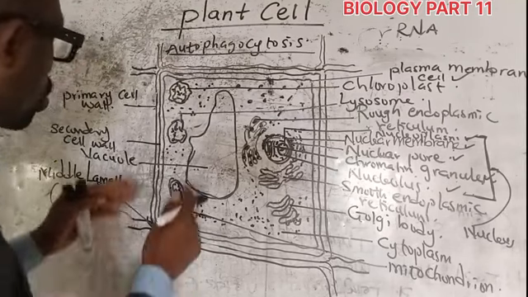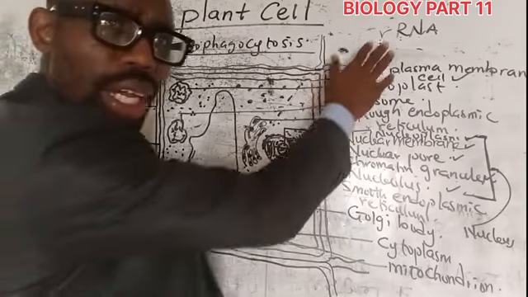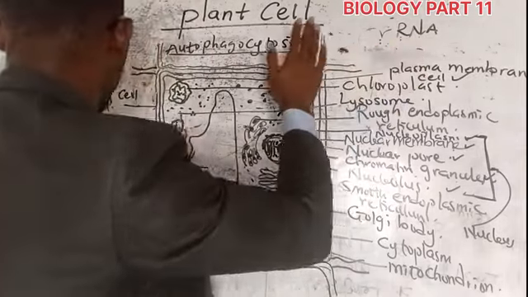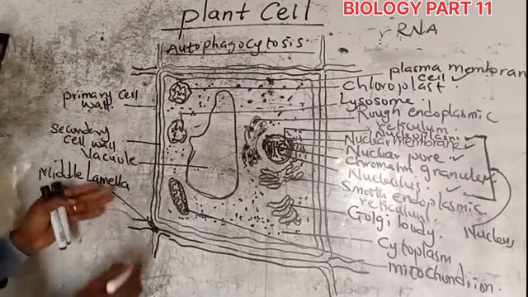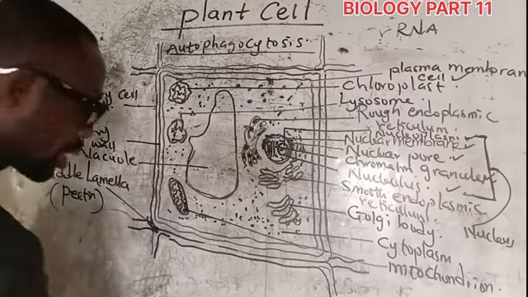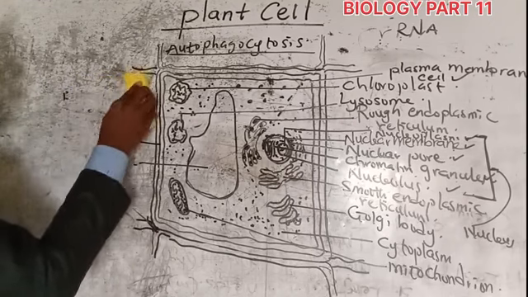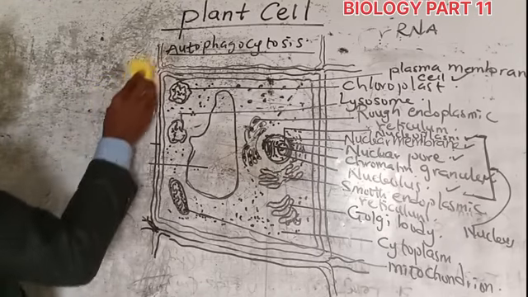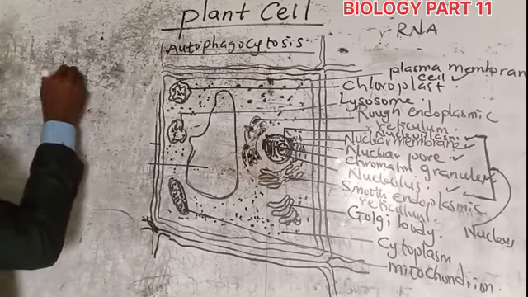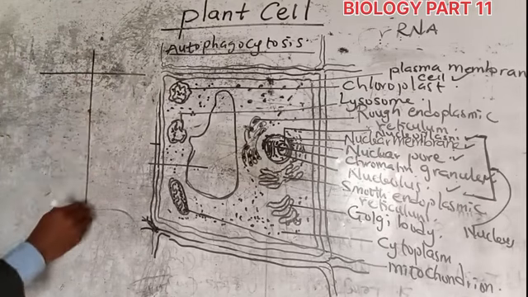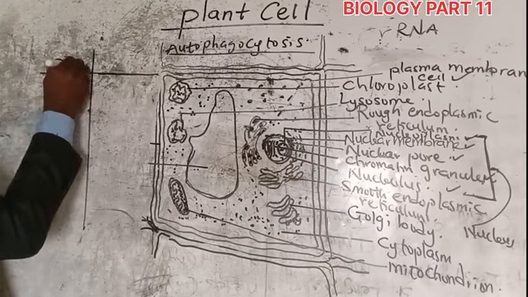So with this, we can quickly, let me see, maybe I can use this side. I will clean this side so we can quickly tabularize the differences between plant cell and animal cell. Okay, let's quickly do that. Let's look at the differences between the plant cell and the animal cell. So here I will write PC for plant cell.